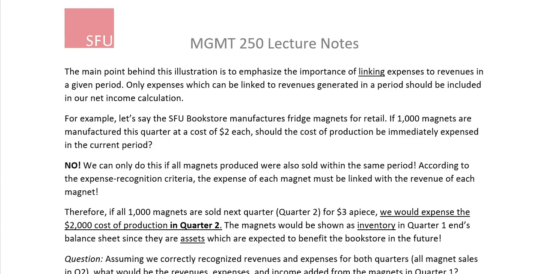within the same period. According to the expense recognition criteria, the expense of each magnet must be linked with the revenue of each magnet. Therefore, if all 1,000 magnets are sold next quarter, in quarter 2, for $3 apiece, we would expense the $2,000 cost of production in quarter 2. The magnets will be shown as inventory in the quarter 1 ending balance sheet, since they are assets which are expected to benefit the bookstore in the future.